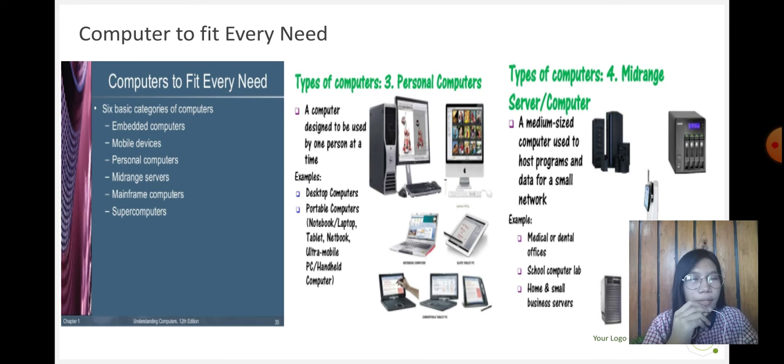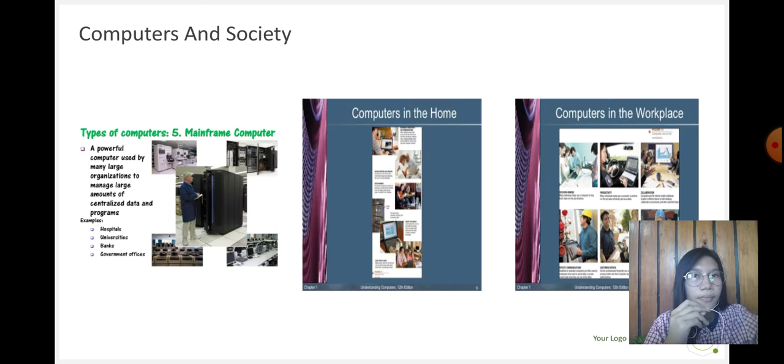Types of computer. Number 4, midrange server computer, a medium-sized computer used to host programs and data for a small network. For example, medical or dental offices, school computer labs, and home and business servers.